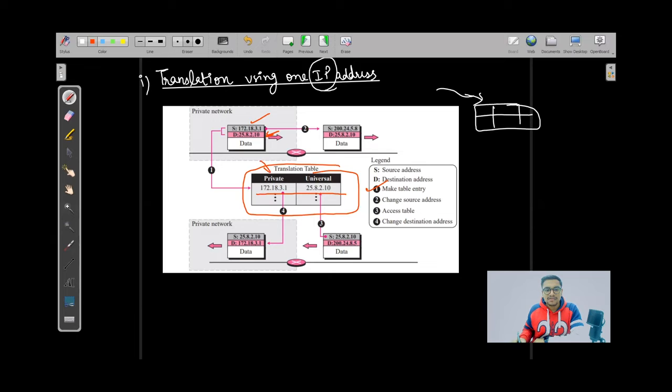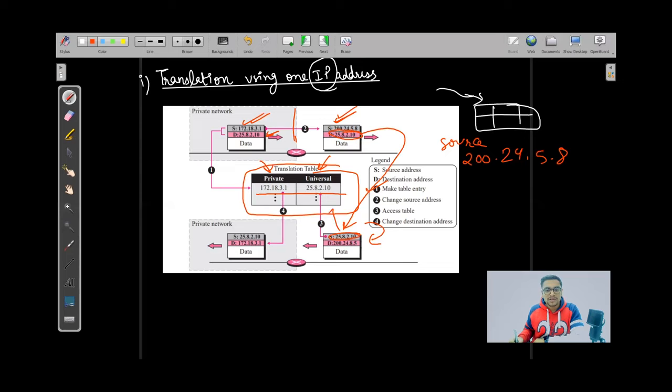Like, this is a private IP and this is a universal IP to which the packet is going to go. When the packet moves out of the private network, the NAT would change its source IP from the private IP to its own designated IP, which is 200.24.5.8. So this will be the source IP of the outgoing packet after the NAT router. When the response comes, the destination IP which was over there will become the source IP. Okay, so this is the source IP.